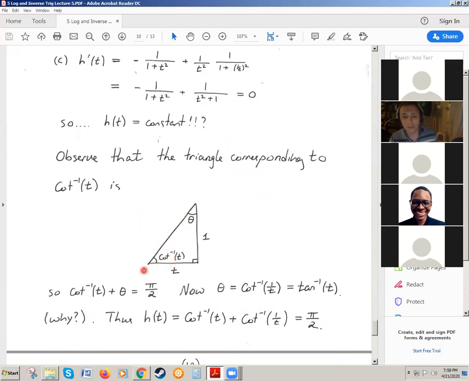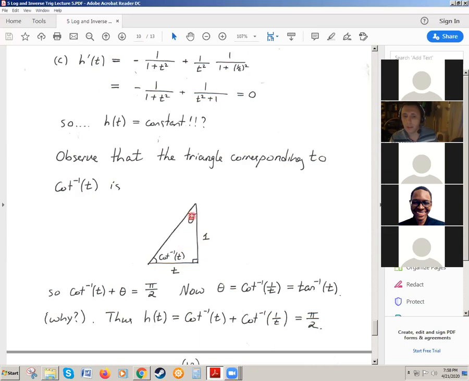So I draw a triangle. I draw this angle, which I label as cotangent inverse of t, and I draw this angle, which I call theta. So cotangent inverse of t means that the ratio of adjacent over opposite is t. So this is t, this is 1, correct? I'm not really interested in the hypotenuse. I can describe this angle in terms of cotangent inverse too, right? It must mean that this is cotangent inverse of 1 over t.